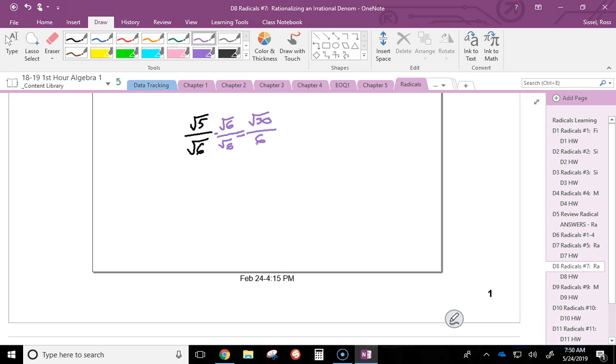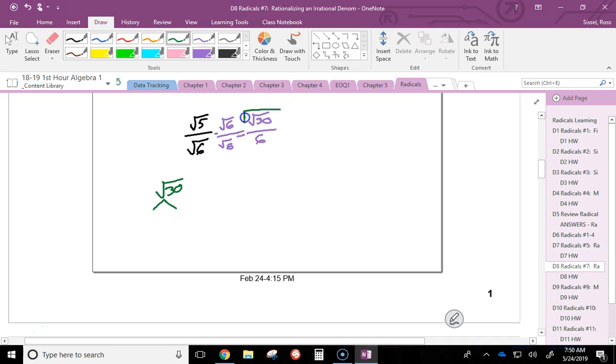So what do we do next? Are we done? Yeah. So I'm going to look at when I have the square root of 30, what can I break that into? Okay, does that do anything for me though? 2 and 15. Okay, does that do anything for me? Good. There is no perfect square in the square root of 30. None of 30's factors are perfect squares. So I can't do anything here.